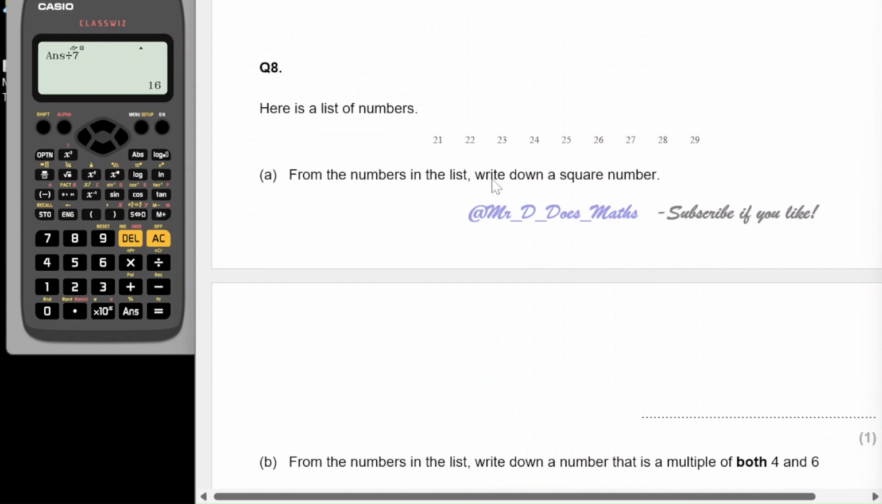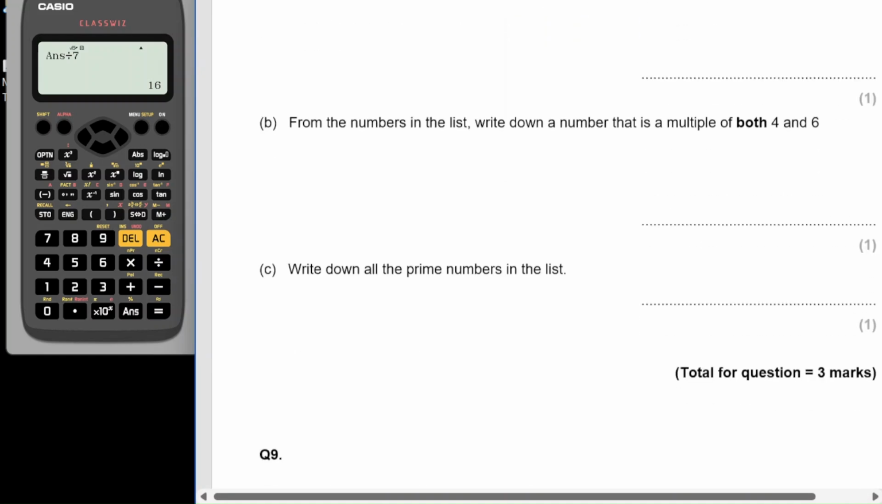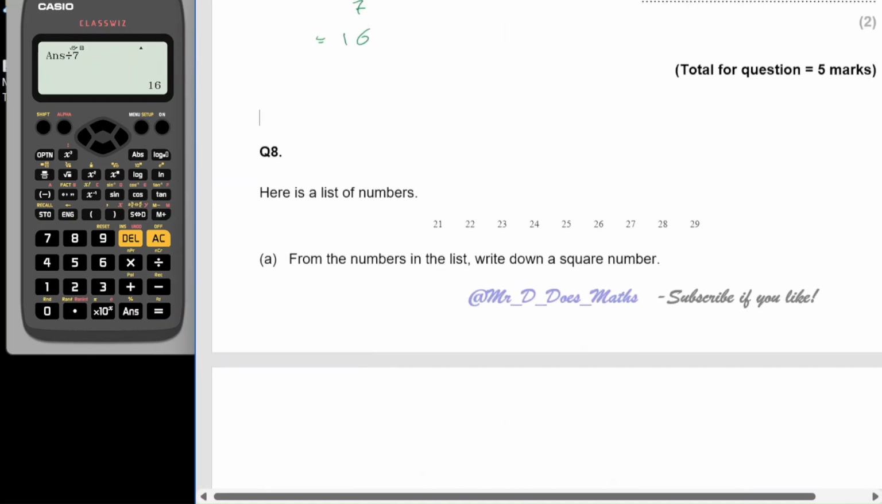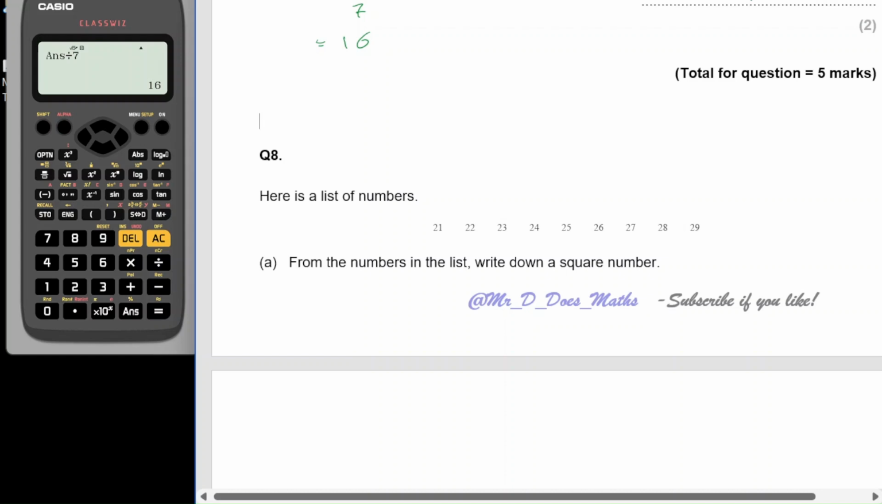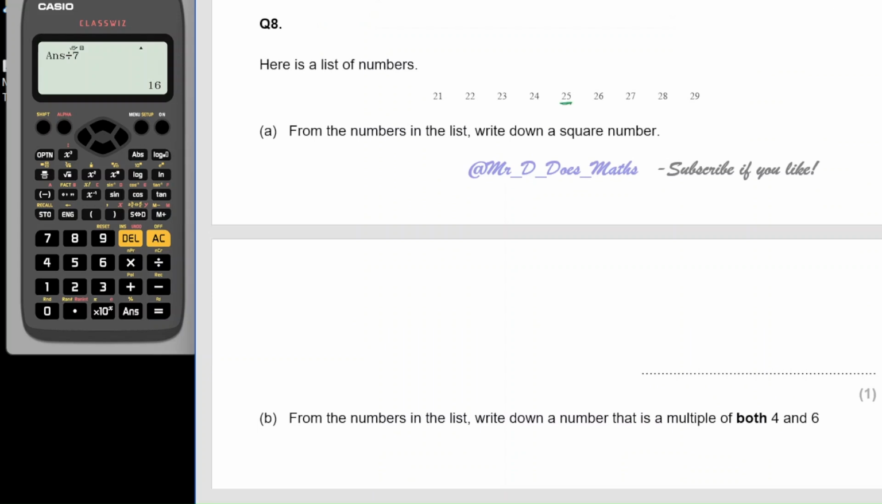Okay, question 8. Here's a list of numbers. From the list, write down a square number. So here's a list of numbers. Write down from the list a square number. So the square number is going to be 25.